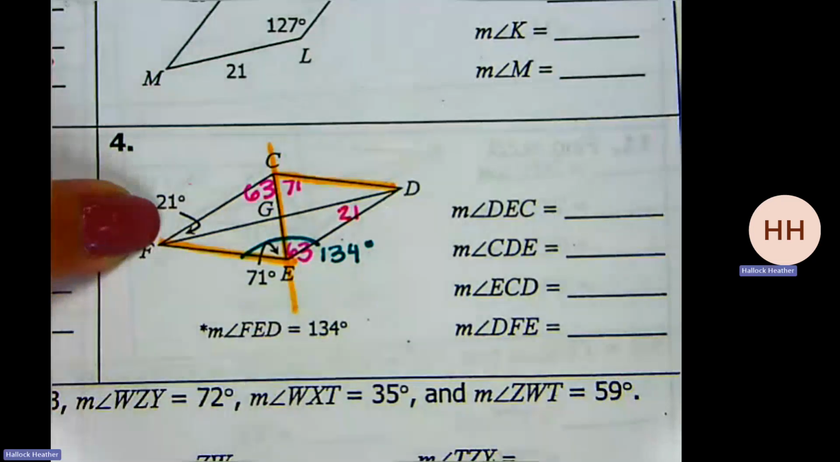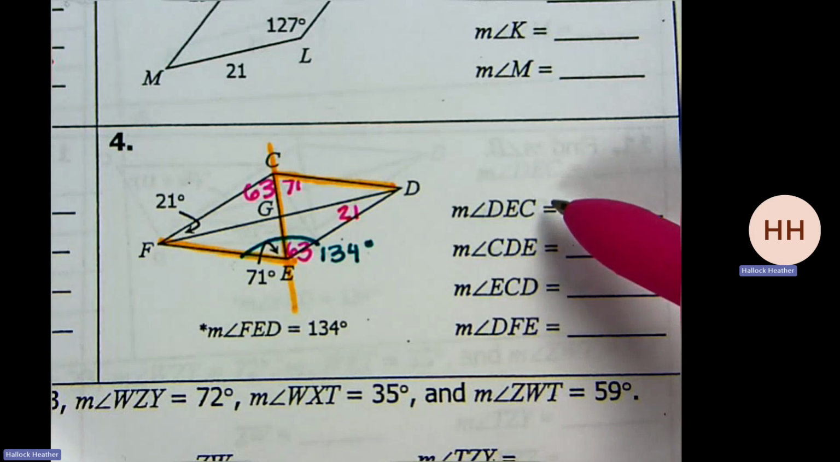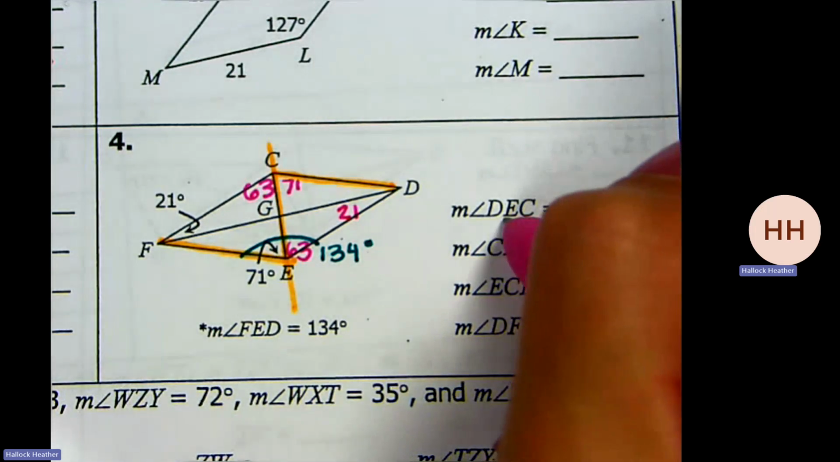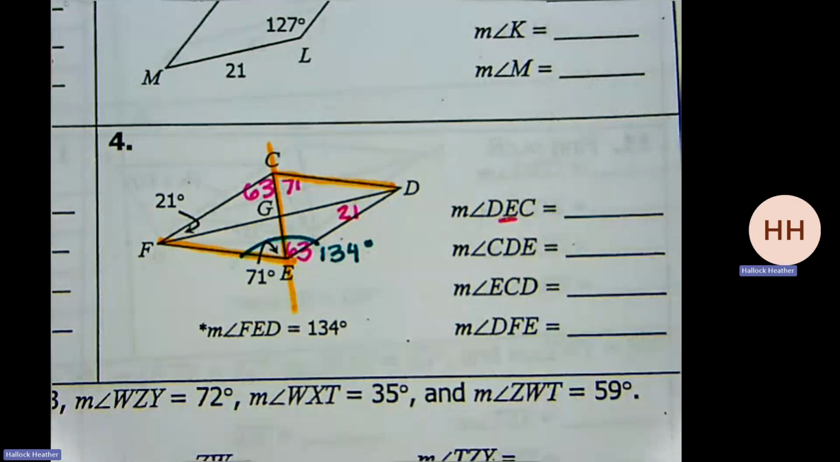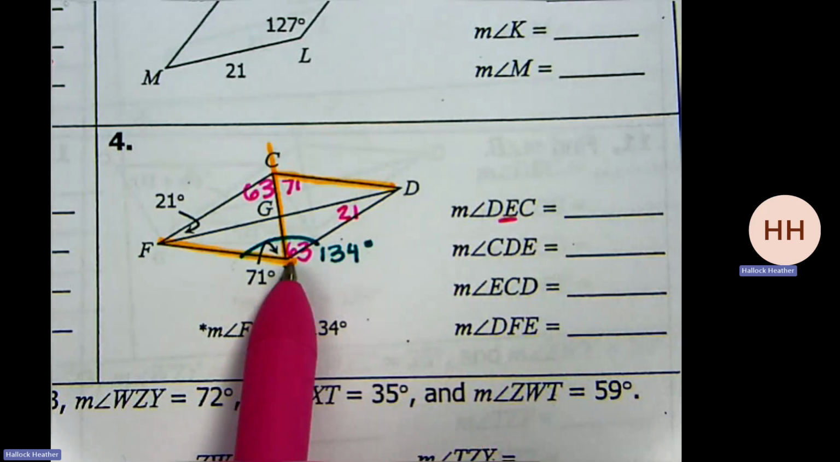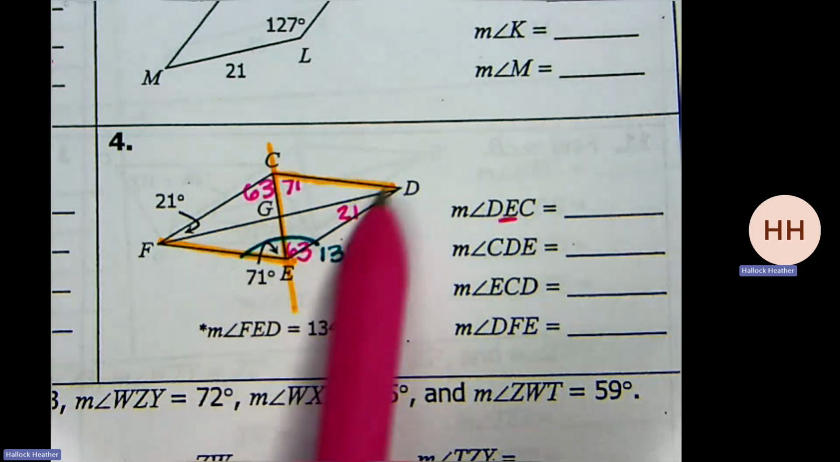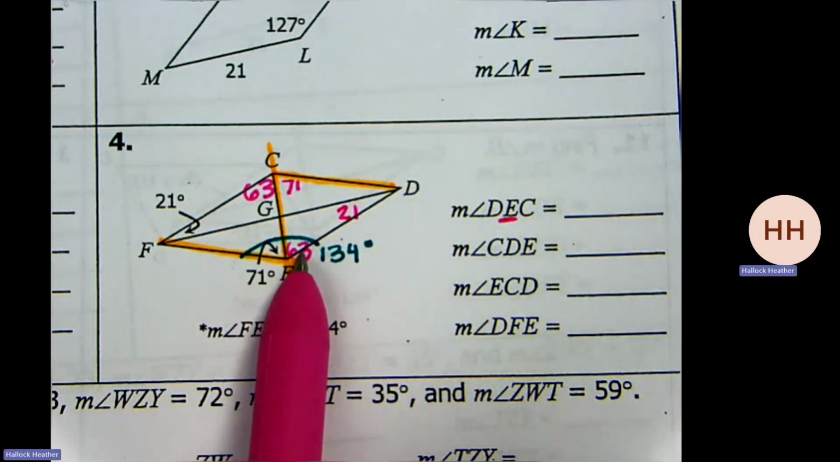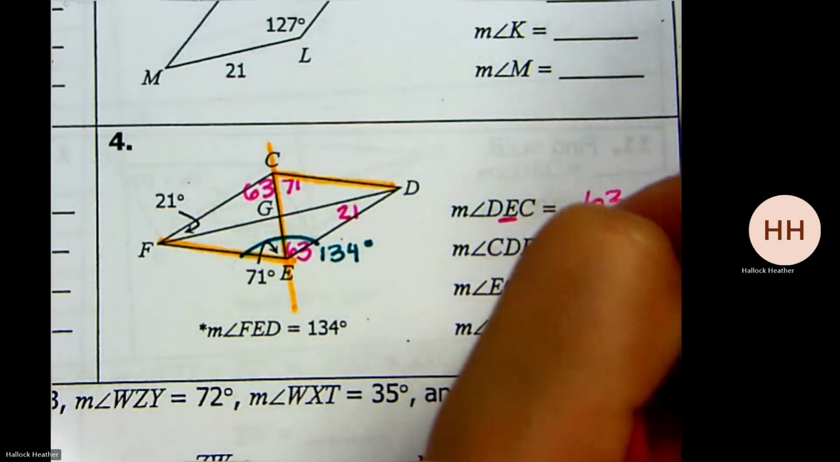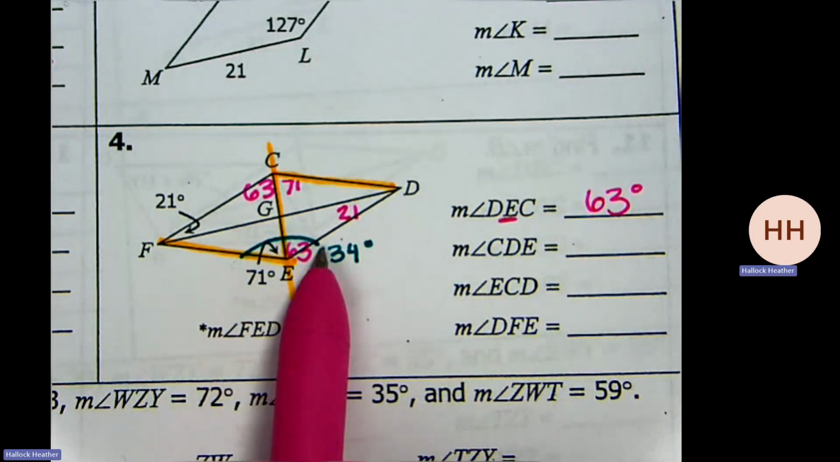So based on the numbers that I have, let's try to fill in what we can. So I have DEC. A lot of people still to this day get confused with this. They are using 3 letters, but it only means angle E. So if I start at D, I go to E, and I end at C, what angle is that actually talking about? I'm not adding them all together. 63. Because it's talking about from D to E to C, so it's talking about this right side angle.